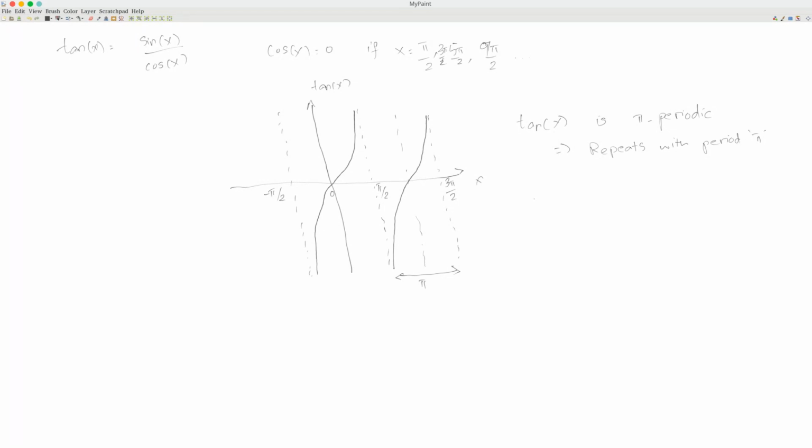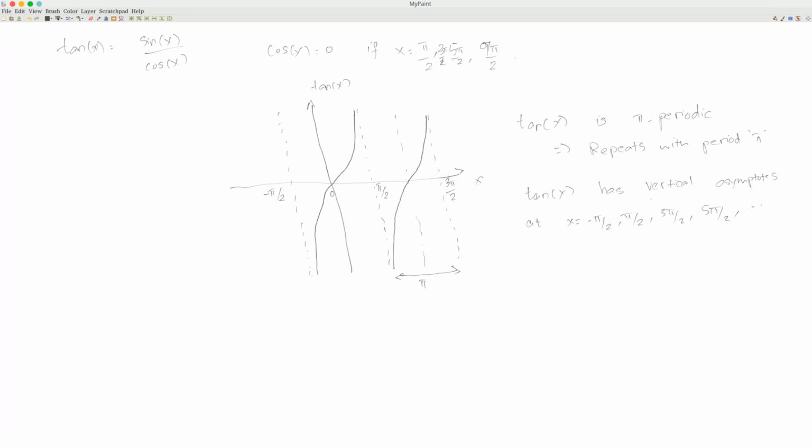And in addition, the tangent function has vertical asymptotes at x is equal to negative pi over 2, pi over 2, 3 pi over 2, 5 pi over 2, and so on. So these are the trigonometric functions that are commonly used in calculus.